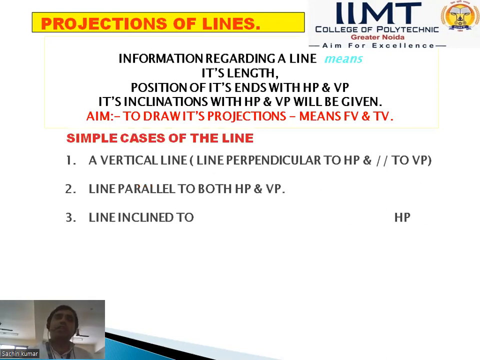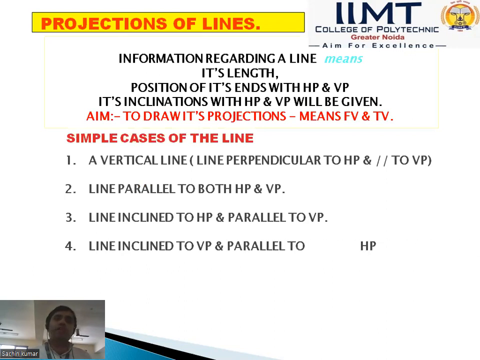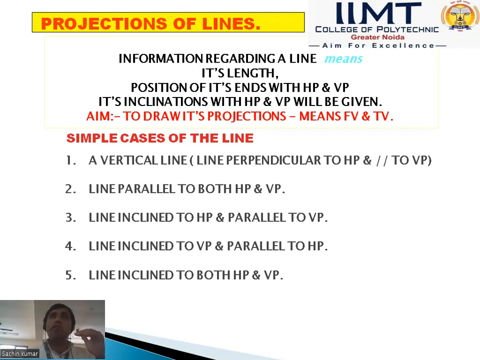What cases are possible, how a line lies on a plane. So we have discussed different cases of the line. First we discuss a vertical line, a line perpendicular to HP and parallel to VP. This is a simple case. Another case, a line perpendicular to VP and parallel to HP. Another case, a line parallel to both the planes HP and VP. Then a line inclined to HP and parallel to VP. Another case is a line inclined to VP and parallel to HP, and a line inclined to both the planes.